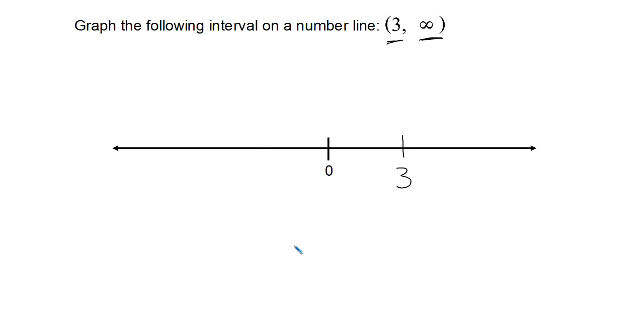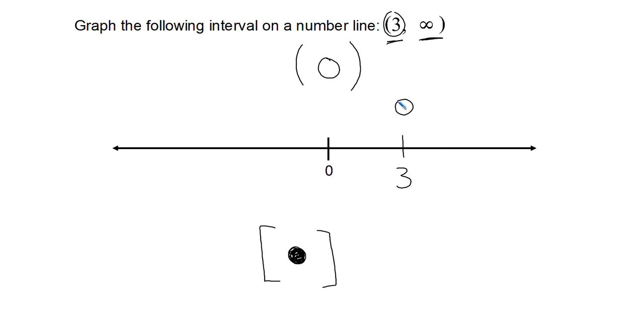You don't need to necessarily count out the 1, 2, 3 if you don't want to. I don't need you to do that. Just make sure you indicate that 3 is on the right side of 0. Okay? When you have a parenthesis, that means it is an open circle. If we were to have brackets on our interval at an endpoint, that would mean that we would make it a filled-in circle. So since there is a parenthesis on the 3, we'll make an open circle at 3.